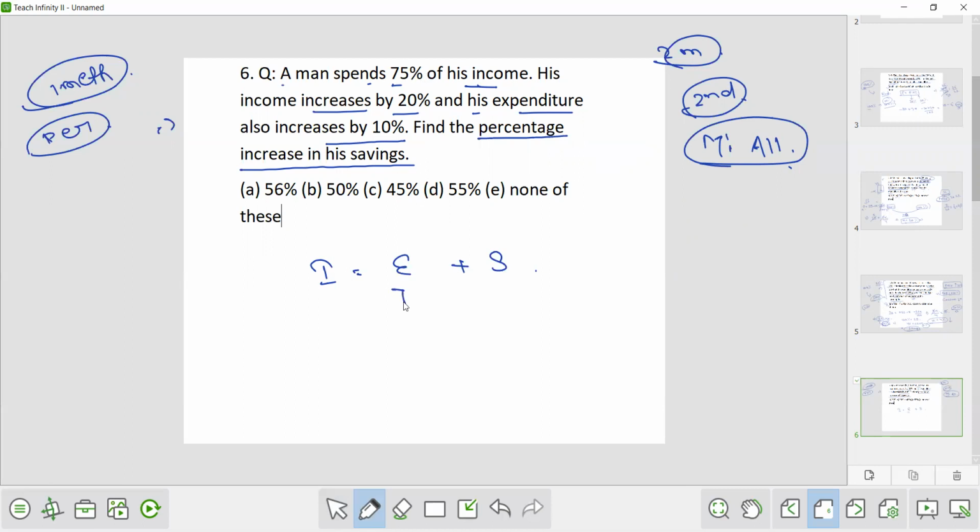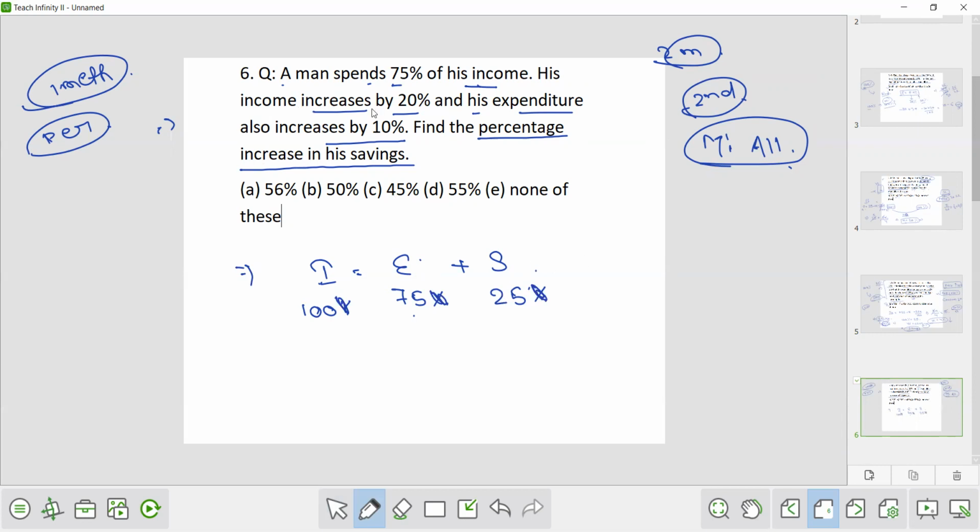If he is spending 75% of his income, his expenditure will be 75%. So his saving will be how much? 25%. So if his income is 100%, expenditure is 75% and saving is 25%. Let's say the income is 100, not 100%. So expenditure is 75 and the saving is 25.